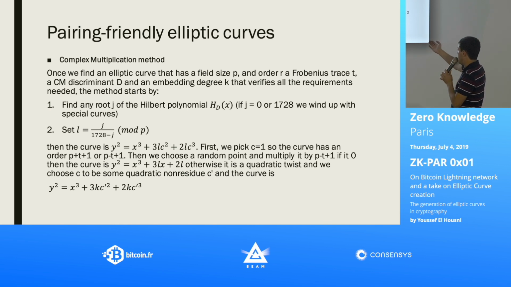So you need to verify if P plus 1 minus T times the point is 0 or not. Otherwise, it will be P plus T plus 1, because the order of a quadratic twist is this. We can prove this, but the idea is just it will be the curve or a quadratic twist.